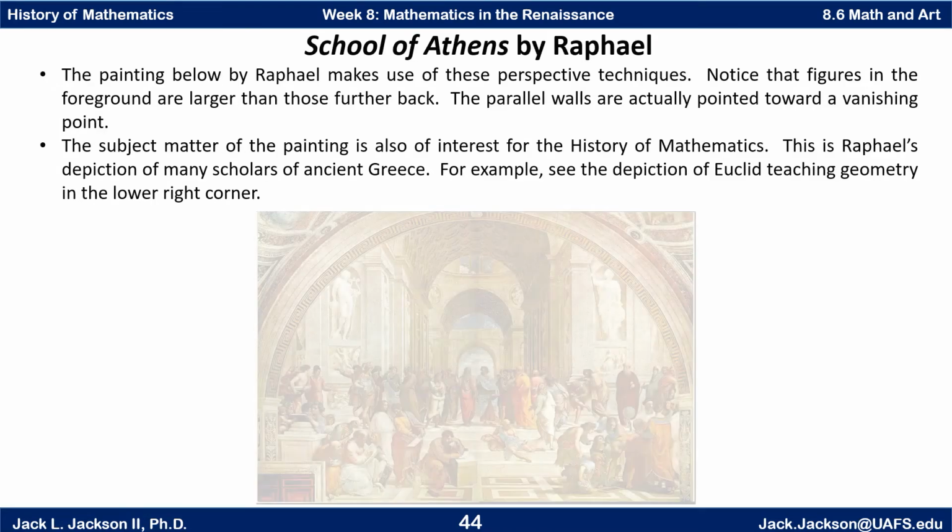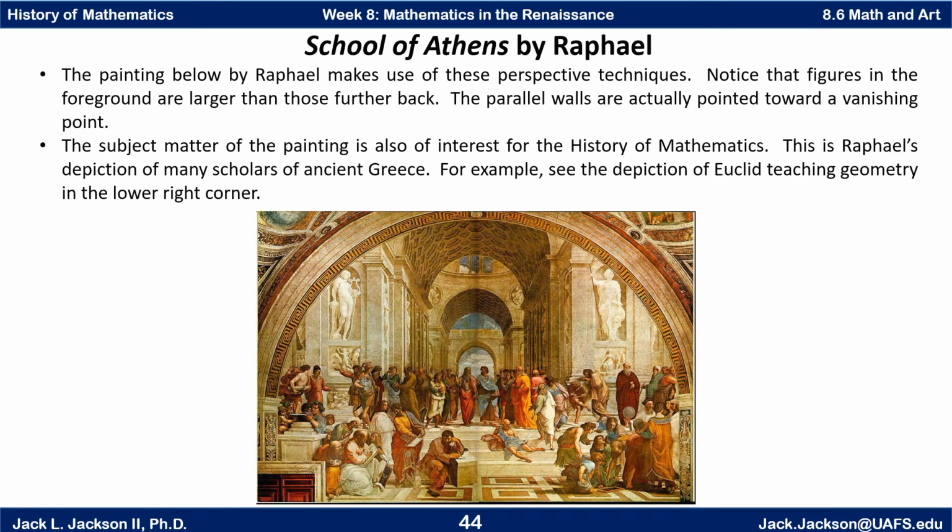Now, we have a painting here called School of Athens. This is by a famous painter called Raphael, and it makes use of these perspective techniques. So notice that the figures in the foreground are actually larger than the figures back here that are supposed to be further away. That's a forced perspective technique that gives this drawing depth. Furthermore, you can see the sides of the wall here and here, which are supposed to be parallel sides. Actually, if you drew these lines, they would be going back towards some vanishing point back here.